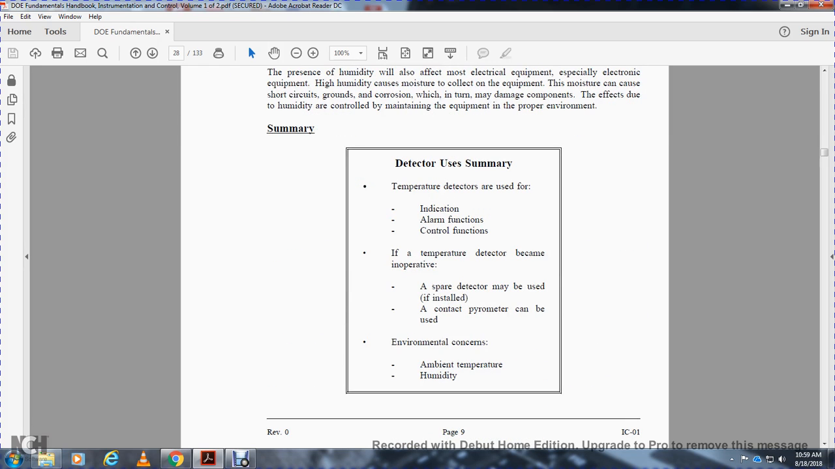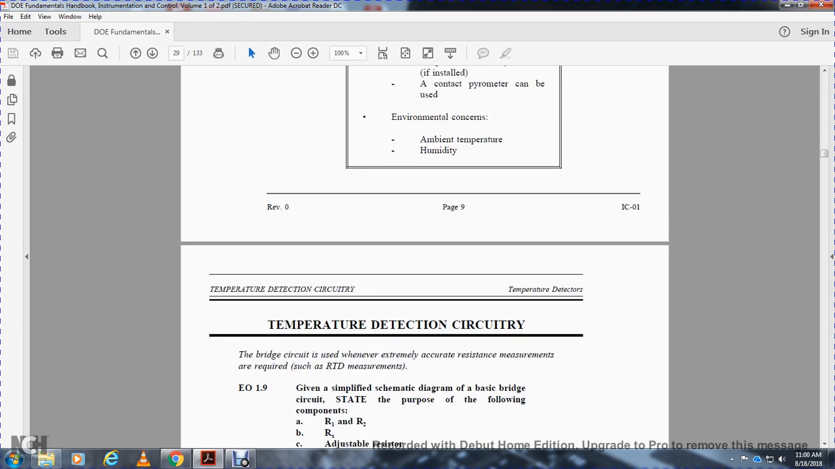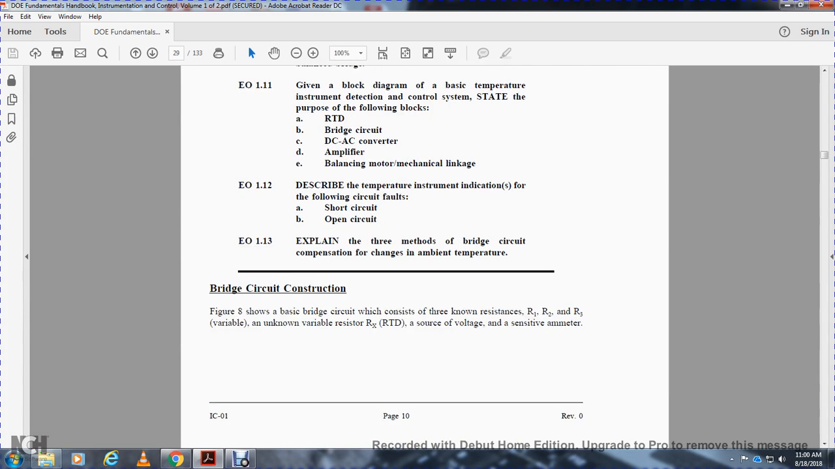Summary: detector use. Some of the temperature detectors are used for indication, alarm, and control functions. If a temperature detector becomes inoperative, a contact pyrometer may be installed and used. Environmental concerns: ambient temperature and humidity. Temperature detection circuitry, bridge circuit construction.